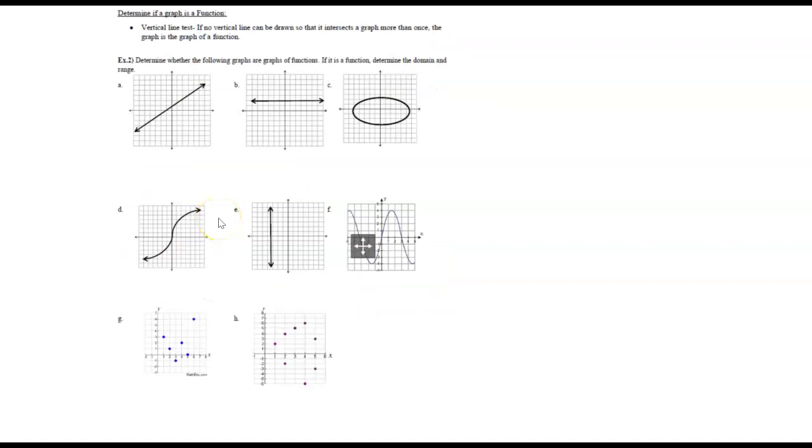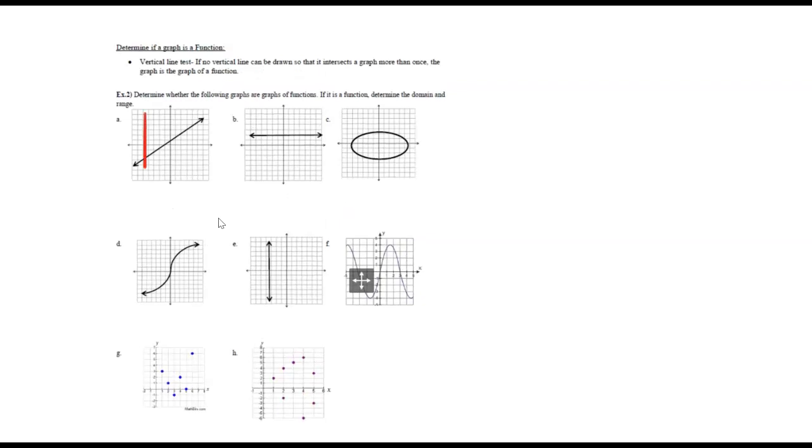So another way to determine if a relation is a function, or in this case the graph, is we can use the vertical line test. So if no vertical line can be drawn so that it intersects a graph more than once, the graph is the graph of a function. Okay, so let's look at these. On example 2a, we can see anywhere that we draw a line, we don't hit it at more than one point, and so yes, this one is a function.